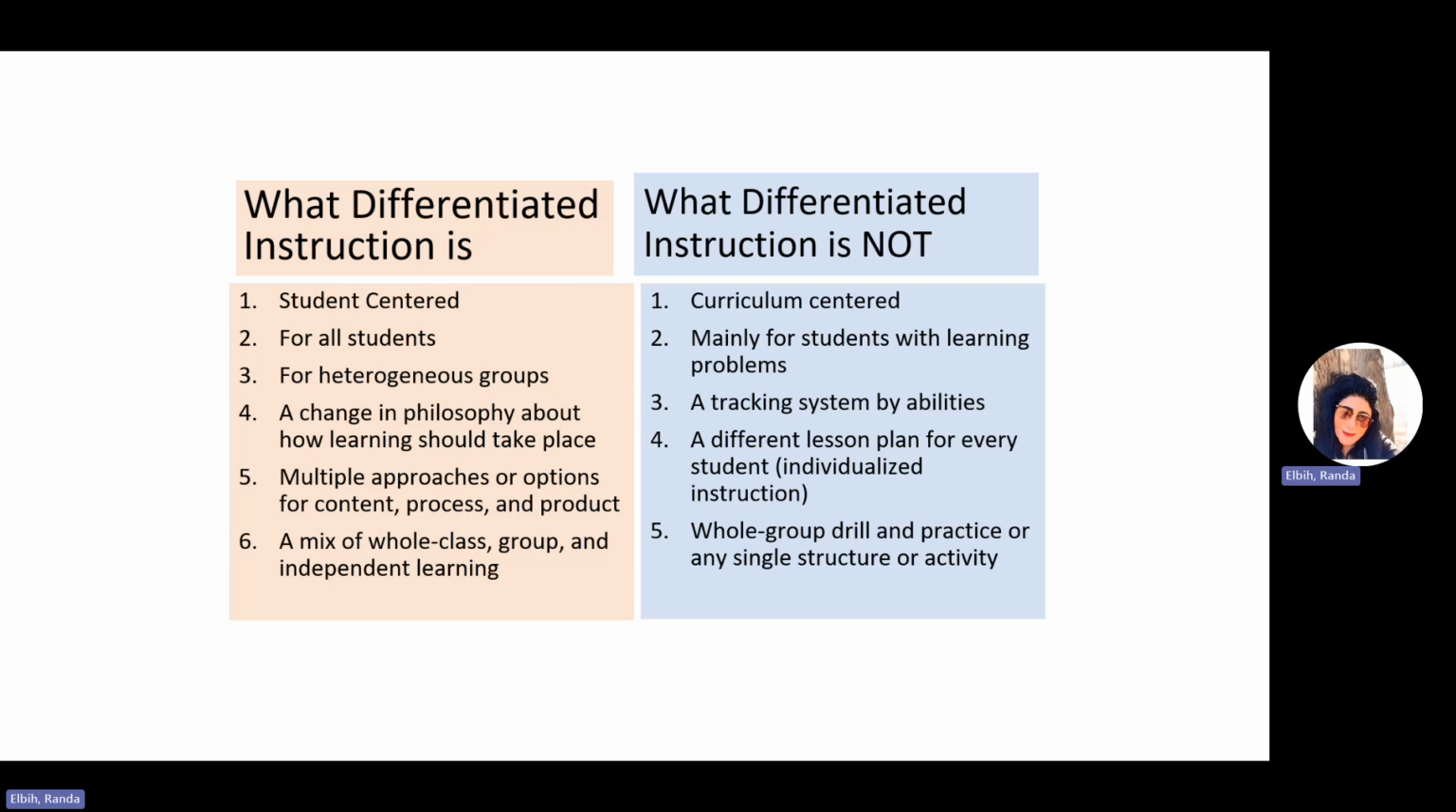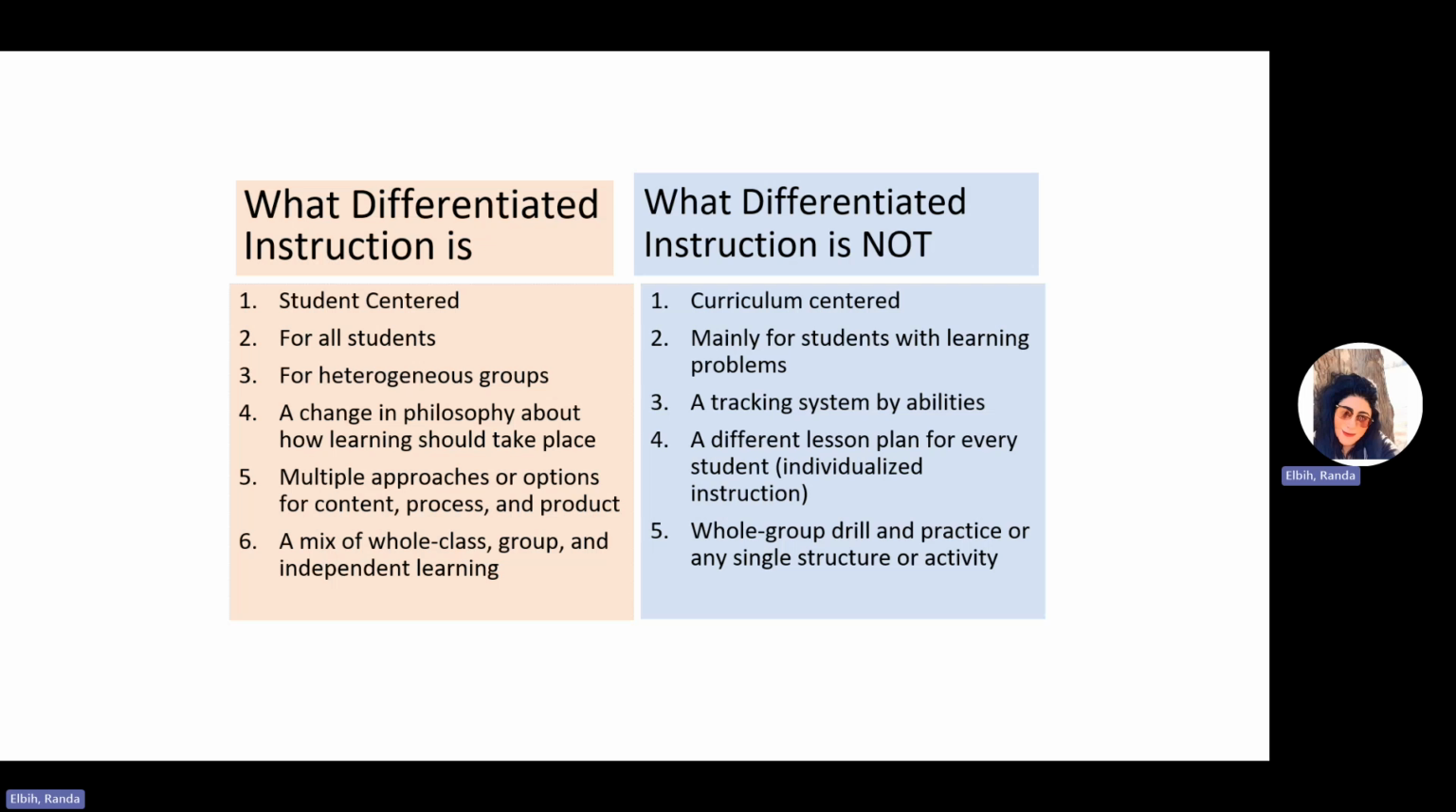So there are misconceptions about what differentiated instruction is and what it isn't. So here are some clarifications to make this clear. So what differentiated instruction is, it is student-centered and it is not curriculum-centered. And this means that I start planning for my lessons and units by starting with the students and what their needs are and who the students are, not by what the curriculum needs to be taught. You see, there's a difference.